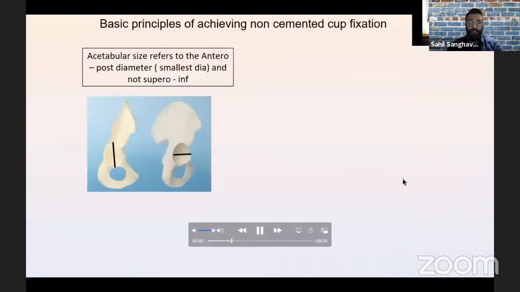We talked about AP capture. So the AP capture refers to engaging the socket with some portion of the anterior bone with some portion of the posterior bone. And whenever you refer to a socket size, say socket size 52, for example, we're referring to the AP size. Now, normally in X-rays, because we're used to interpreting it on X-rays, we always put the template and we think it is the superoinferior diameter. But that's not true. When you say a dimension or diameter of the socket, you're referring to the AP diameter, which usually is the smallest diameter.